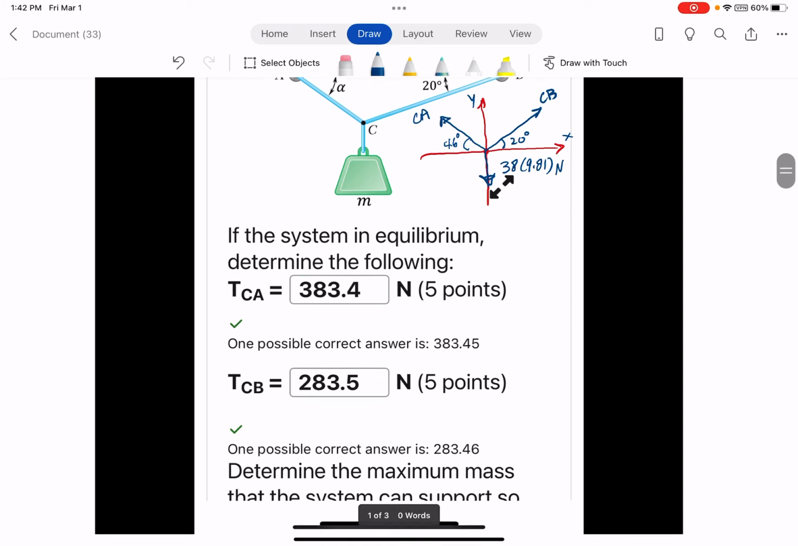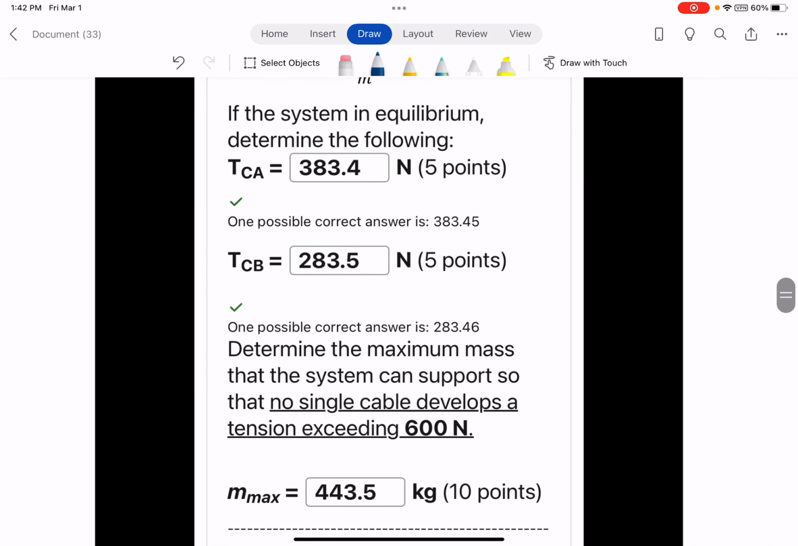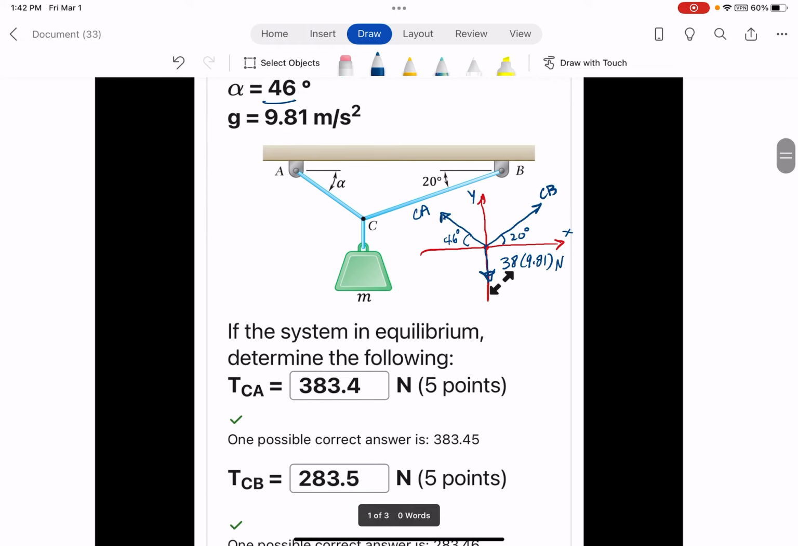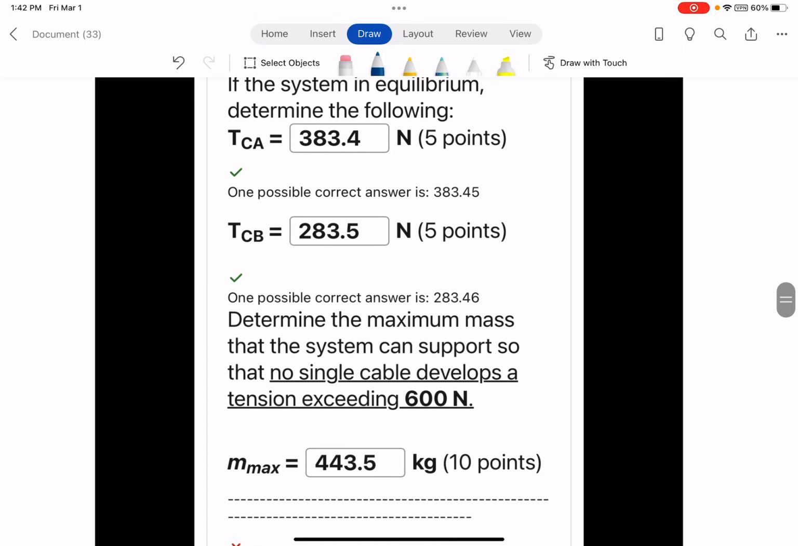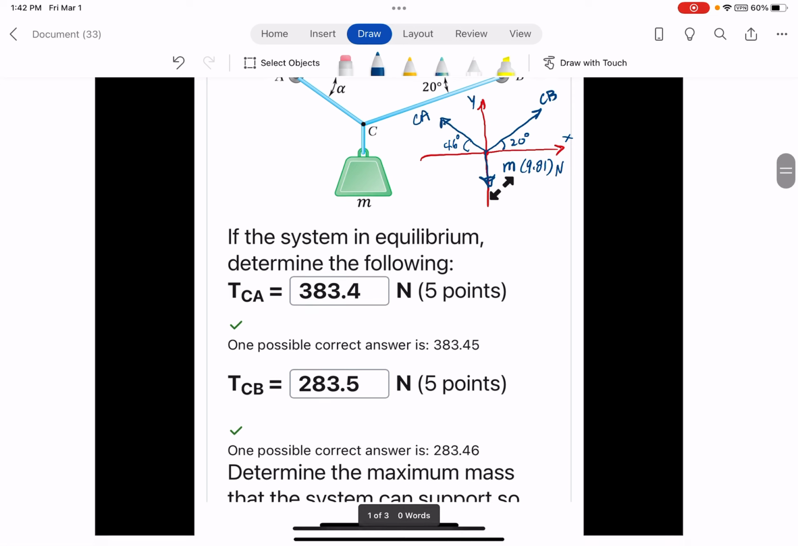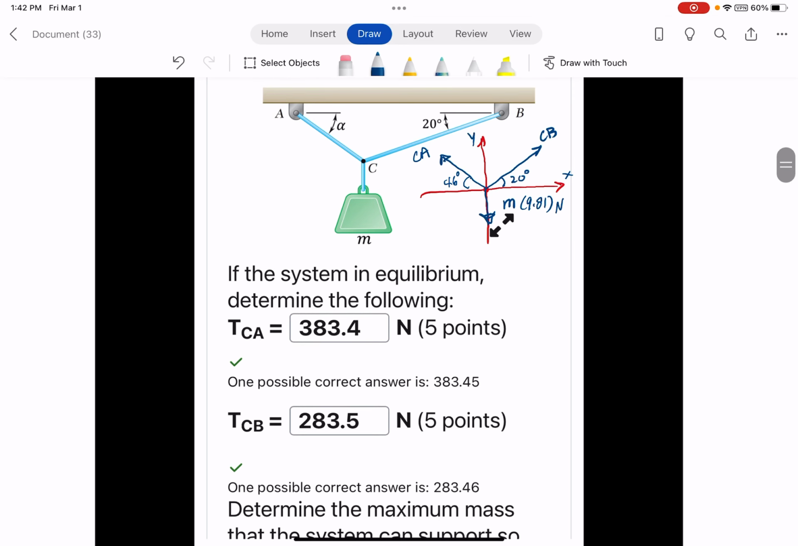Now, the problem stated to determine the maximum mass that the system can support, so no single cable develops a tension exceeding 600 Newton. So the maximum force inside the cable is 600 Newton. What is the mass? Okay, I'm going to change my mind. This is a mass now. You want to know the maximum mass that this could sustain, so that the cable tension is 600 Newton. Let's find the same equations, but as a function of mass now. We're going to find everything as a function of mass.